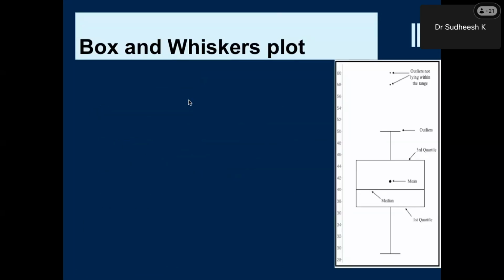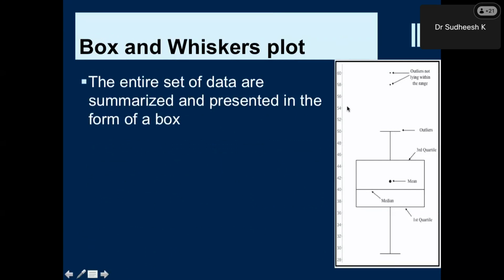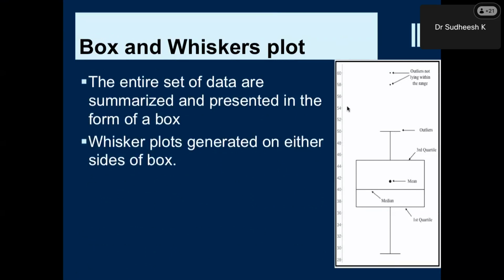The box and whiskers plot is one of the most important graphs which are used. Generally, this gives all the details of the data set. For example, if you see, it has a mean, a median, and a first and third quartile. It also shows the outliers, which are not lying within the range of the values. So the entire set of data is summarized and presented in the form of a box.